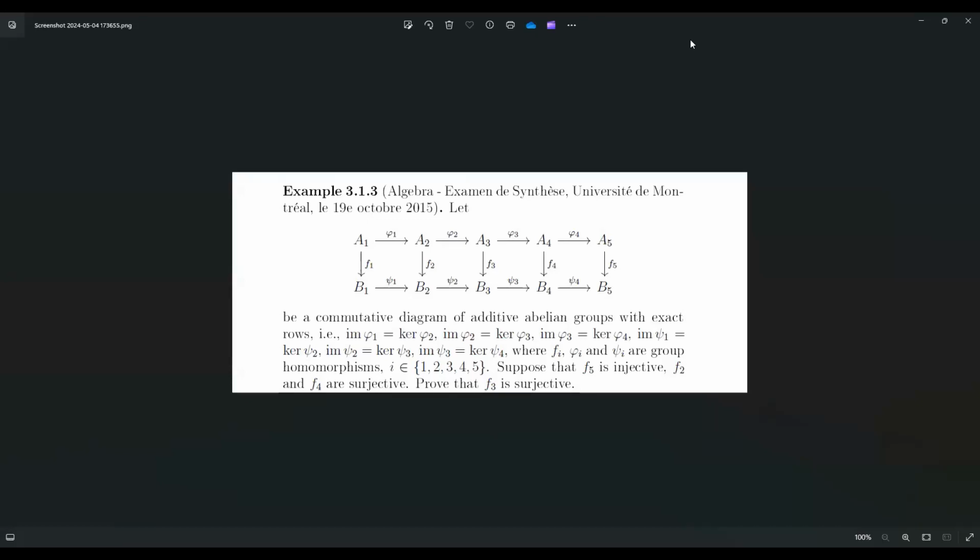Hi, question in the PhD qualifying exam, University of Montreal, in October 2015. Let this one be a commutative diagram of additive abelian groups with exact rows. Suppose that F5 is injective, F2 and F4 are surjective. Prove that F3 is surjective.